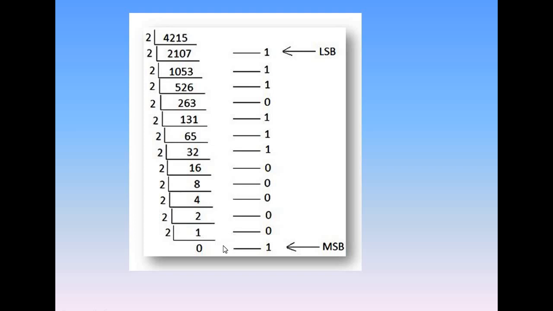So fine. Again, starting from bottom, the binary number corresponding to 4215 will be 1 0 0 0 0 0 1 1 1 0 1 1 1.